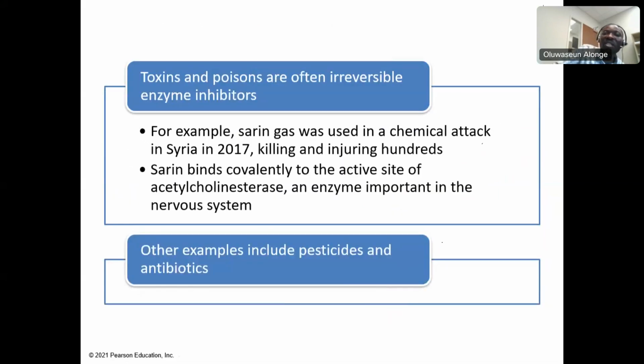Now, toxins and poisons are often irreversible enzyme inhibitors. For example, sarin gas was used in a chemical attack in Syria in 2017, killing and injuring hundreds. Sarin will bind covalently to the active site of acetylcholinesterase, which is an enzyme involved in nervous system coordination. So once sarin binds to acetylcholinesterase, then that means there won't be acetylcholine.